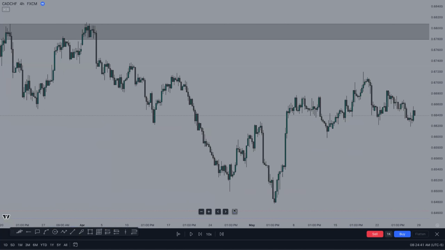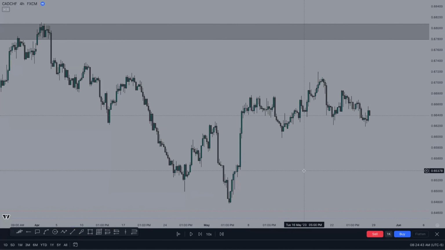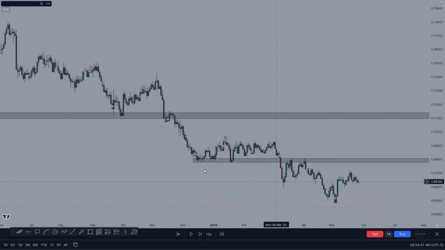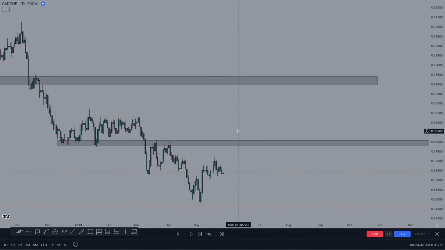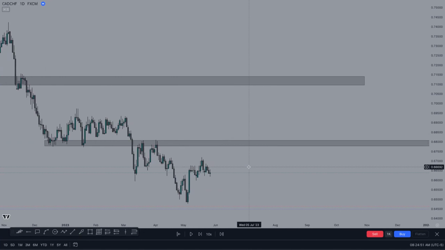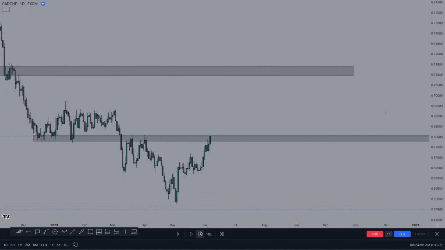Beautiful. Now, clearly, this 4 hour time frame is too zoomed in. So I'll go on the 1 day to make sure that I have something that I can work with. Now, this is a price chart I can work with. It's cleaner and it's more precise. Now, let's play price and see what price does. Okay, now price has entered our key level.